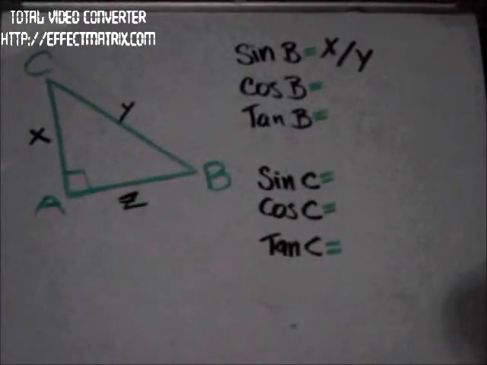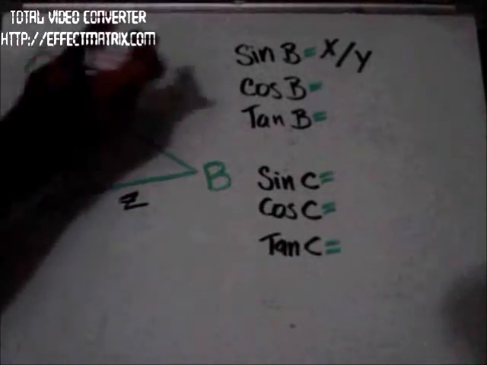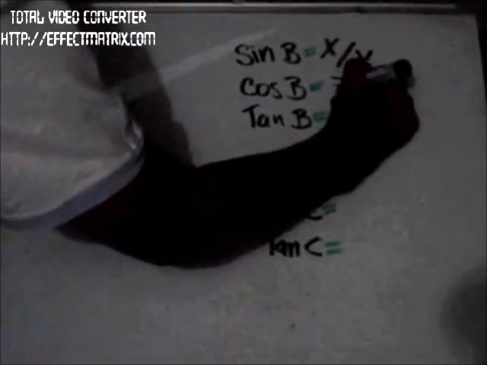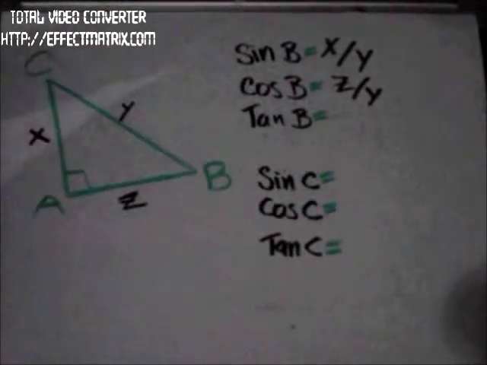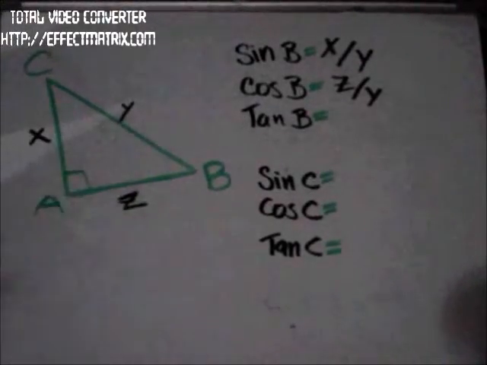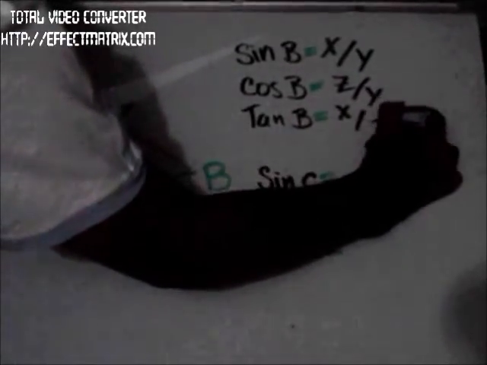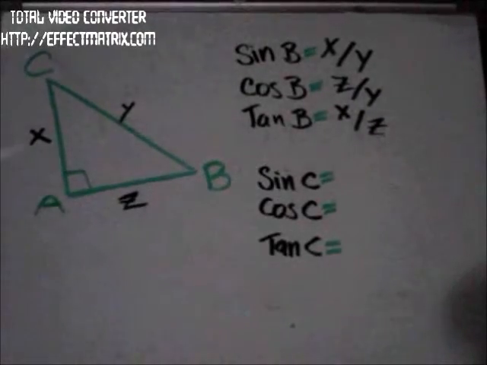The cosine of B is defined as the adjacent side over the hypotenuse. The adjacent side of B in this triangle is Z. So, Z over the hypotenuse, Y. And the tangent of B is the opposite side over the adjacent side. The opposite side of B is X and the adjacent side is Z. Now we're done with sine, cosine and tangent of B. Now let's do it for C.